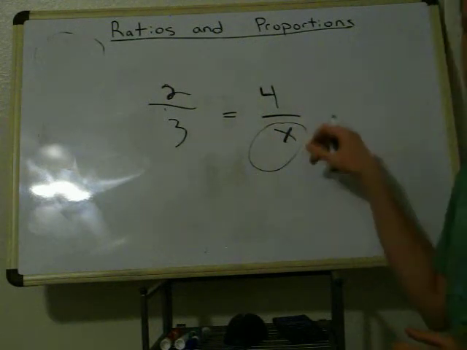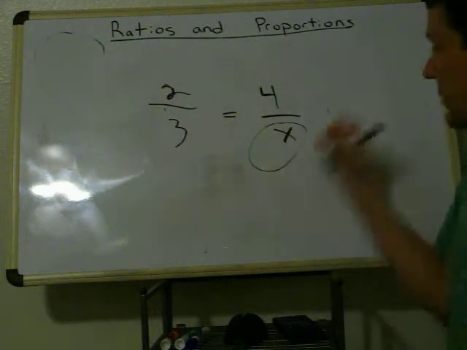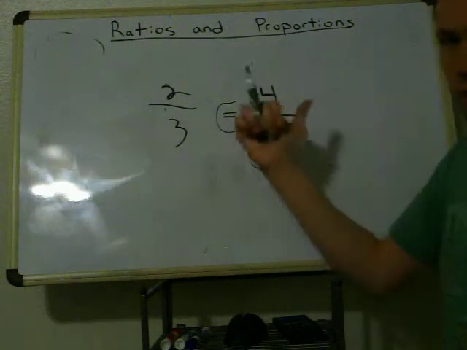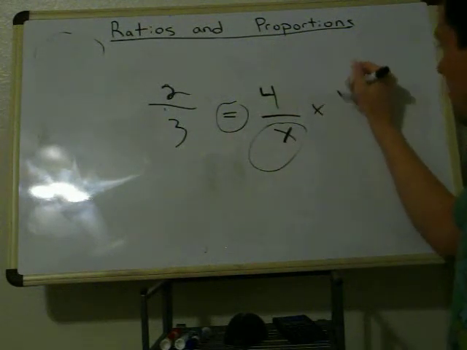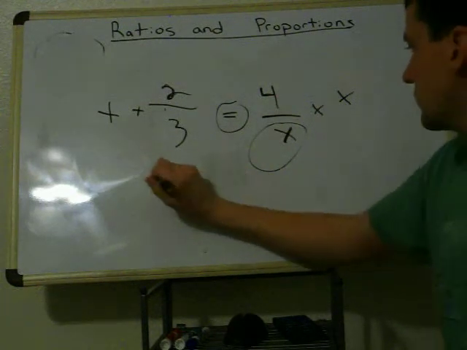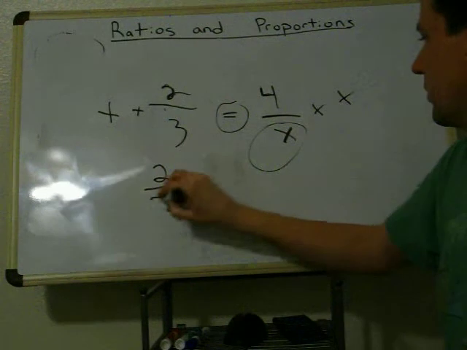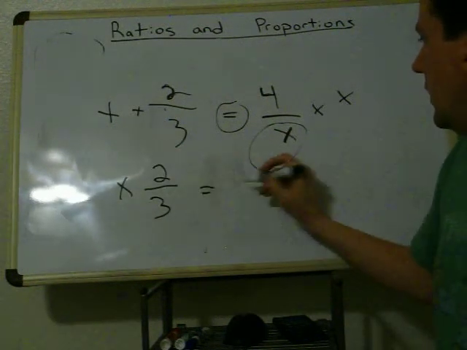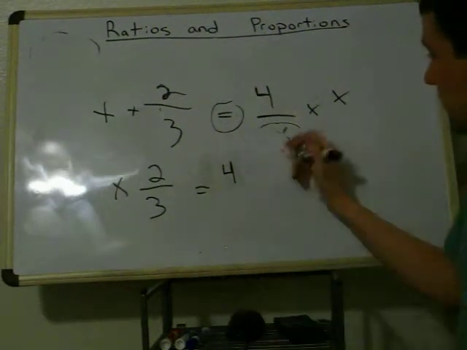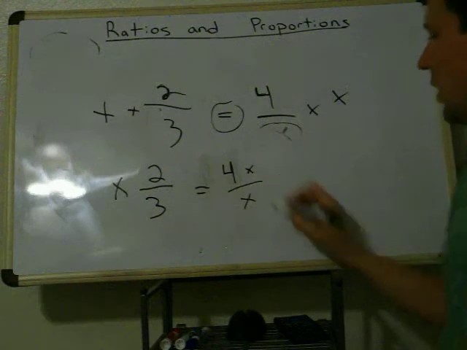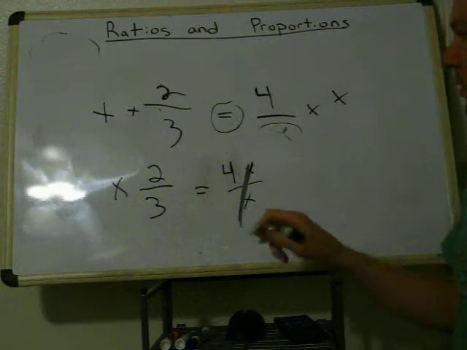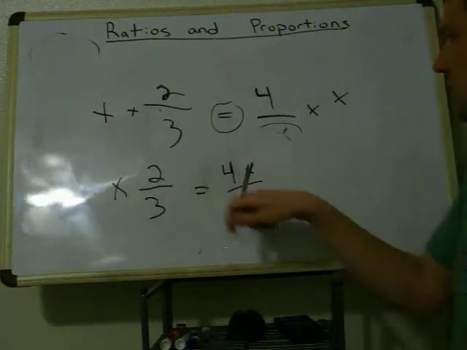Since it's tied to the denominator, we multiply both sides by x. Again, we have this equal sign, so we can do one thing on one side and do it to the other. We have times x, times x. So we have 2 over 3 times x is equal to 4x over x. And then x over x is 1, so that's just 4 times 1. That cancels out. So we have x times 2 over 3 is equal to 4.